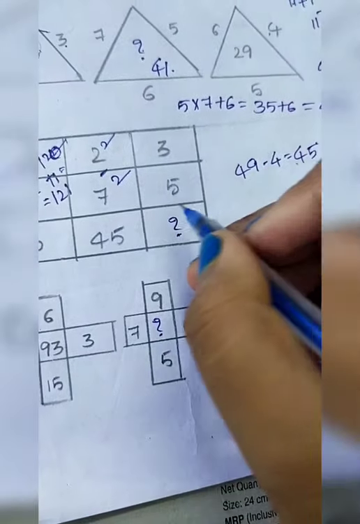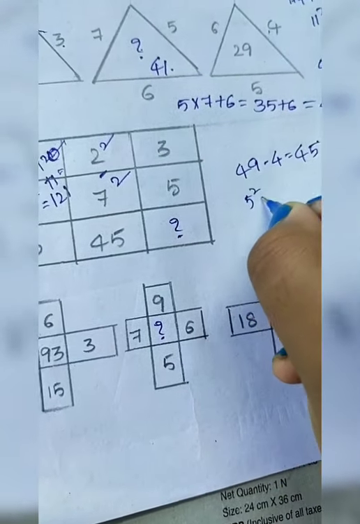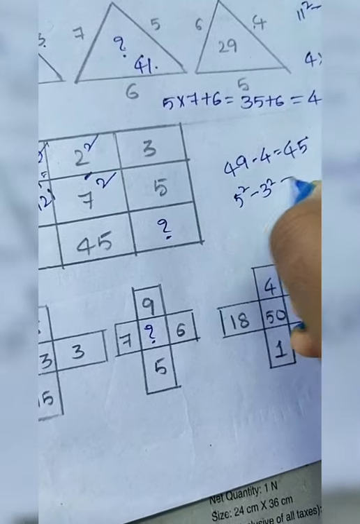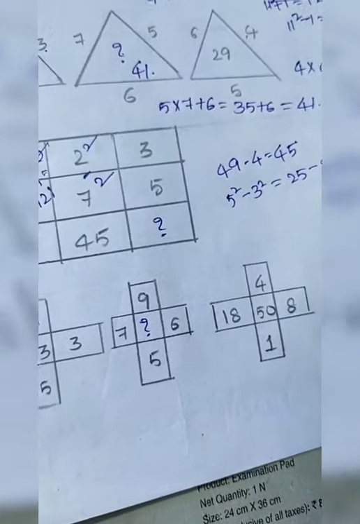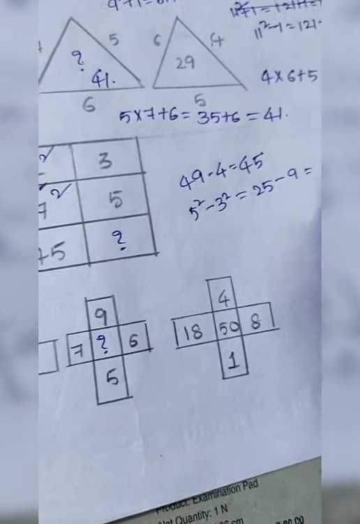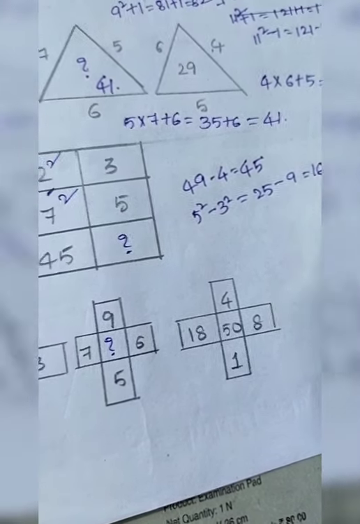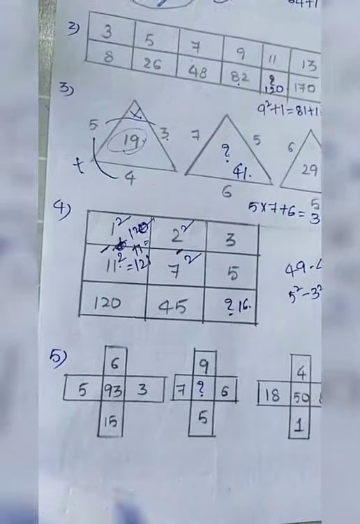So let's do for this. 5 square minus 3 square. That is 25 minus 9. And can you guess the answer? That is 16. So we got the answer as 16. So let's go to the last one.